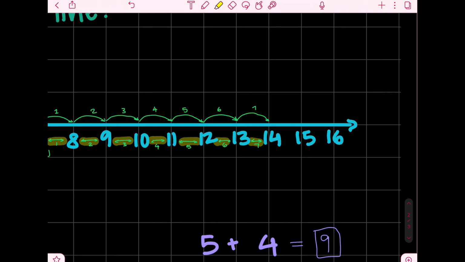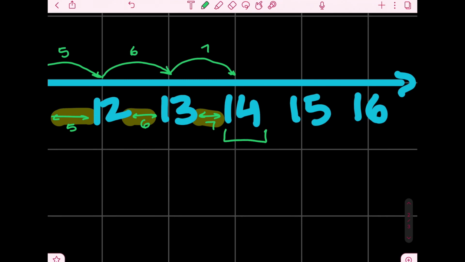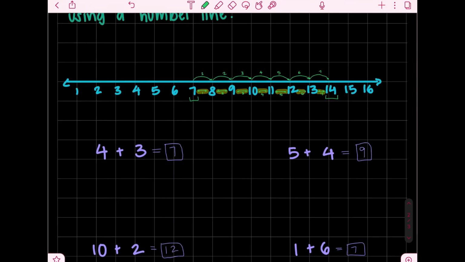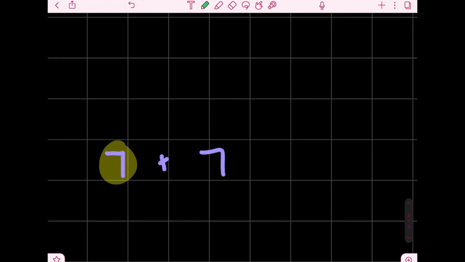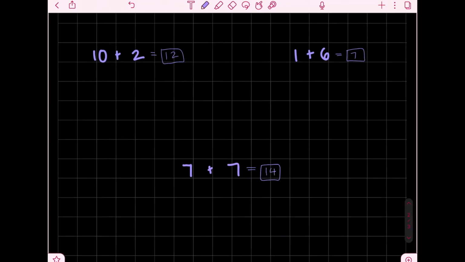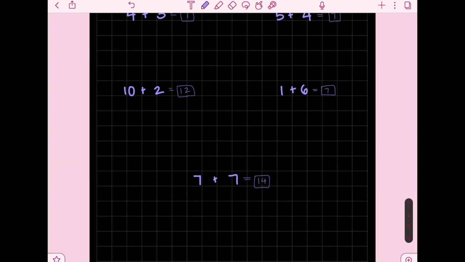But in the end, you'll notice that we have ended up at the number 14, which means that our final answer for this problem is going to be 14. So I'm just going to box that as our final answer.